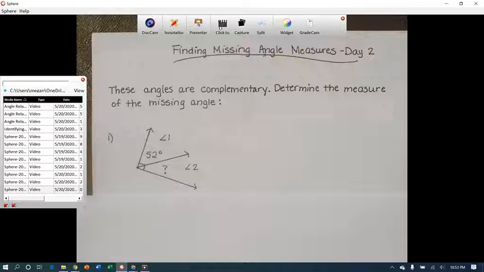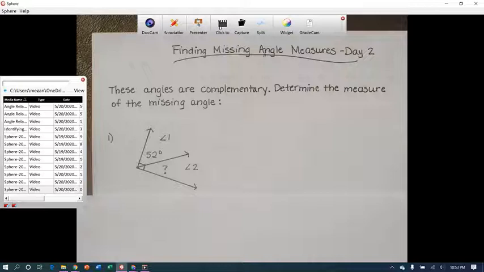Yesterday, we talked about adjacent, vertical, complementary, and supplementary angles. And today we're going to use this knowledge and apply it to find the missing angle measures. So hopefully you watched yesterday's video. If not, I would encourage you to go back and do that so you know what this vocabulary means today.